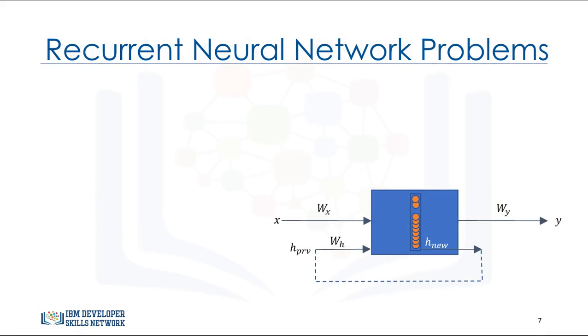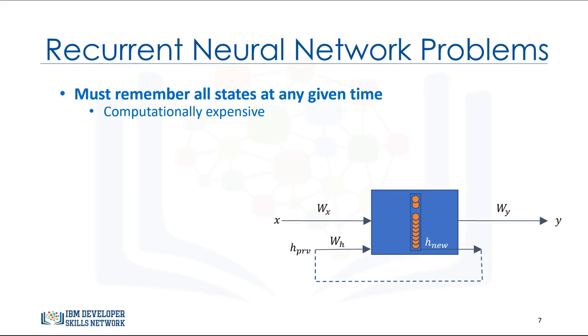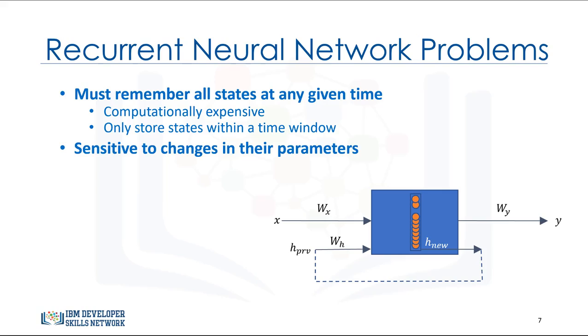Despite all of its strengths, the recurrent neural network is not a perfect model. One issue is that the network needs to keep track of the states at any given time. There could be many units of data or many time steps, so this becomes computationally expensive. One compromise is to only store a portion of the recent states in a time window. Another issue is that recurrent neural networks are extremely sensitive to changes in their parameters. As a result, gradient descent optimizers may struggle to train the net.